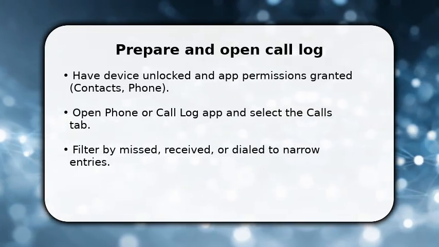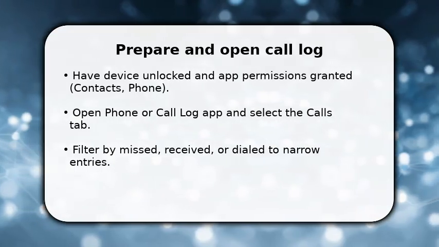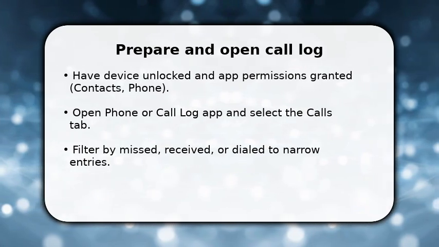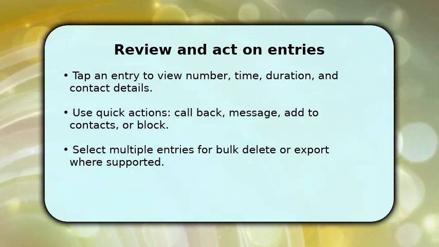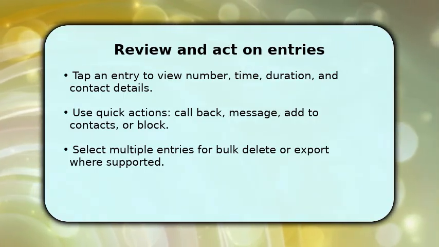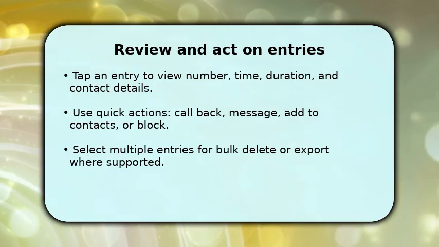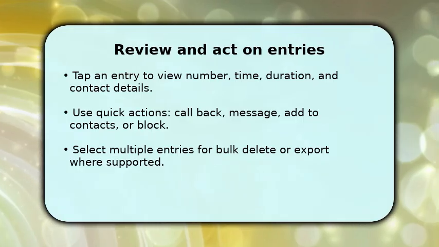Make sure to allow contact access if you want names instead of numbers. This makes identification faster and actions like callback immediate. You now inspect individual entries to decide what to do. Tap one to reveal the number, time, duration, and any linked contact details so you understand context. From there, choose a quick action like callback, send a message, add the number to contacts, or block unwanted callers.